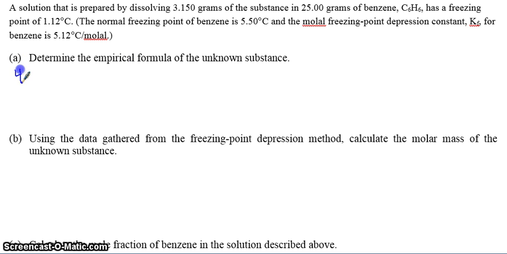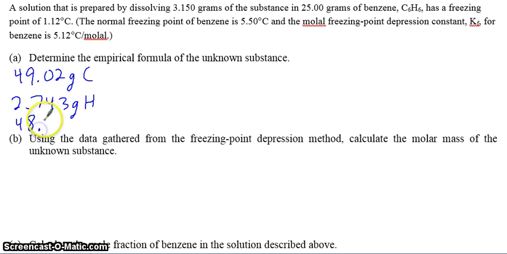So let's do this quick. So we have 49.02% or grams of carbon. We have 2.743% or grams of hydrogen. And we have 48.23% or grams of chlorine. So converting each one of these to moles is the first step.